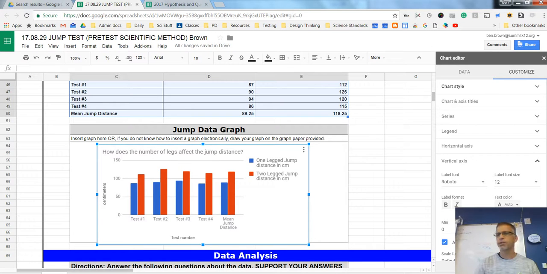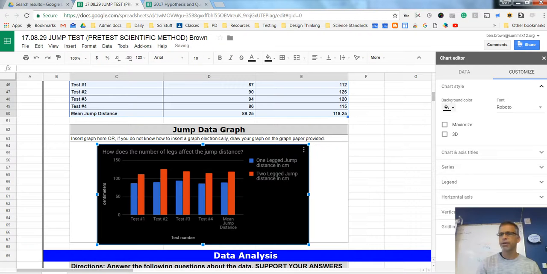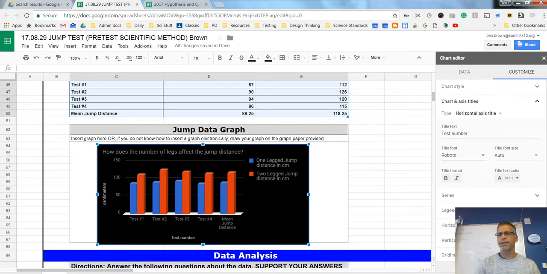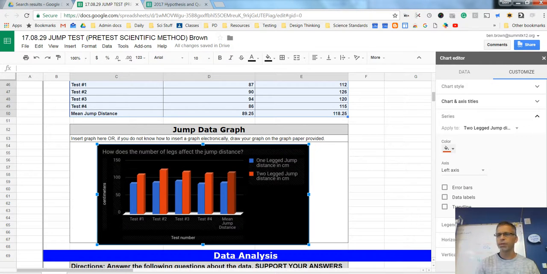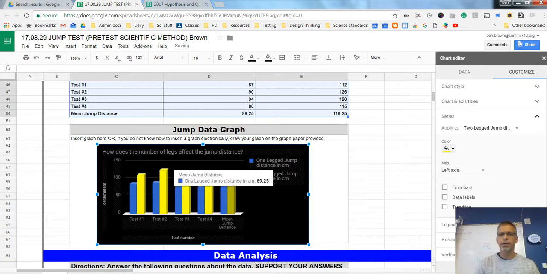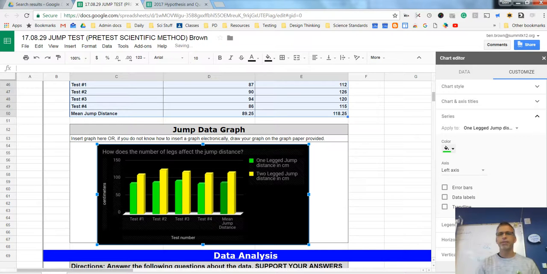You can change the chart style by going over to the chart editor. You can change the background color. You can make it 3D. You can change different parts of the chart by double clicking on it, and it will say, oh, look at that. On this series, I want it to be yellow. On this series, I would like it to be neon green. So you can change how your chart looks. But again, only do that after you have completed everything else on your lab report.